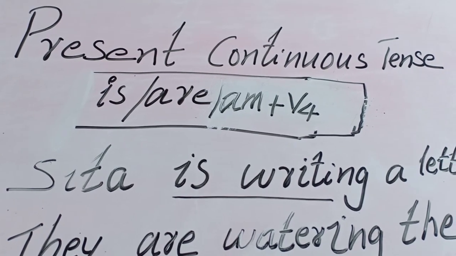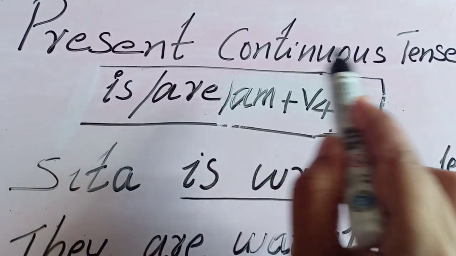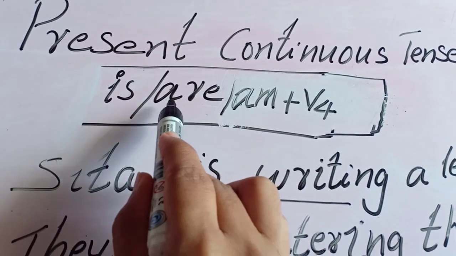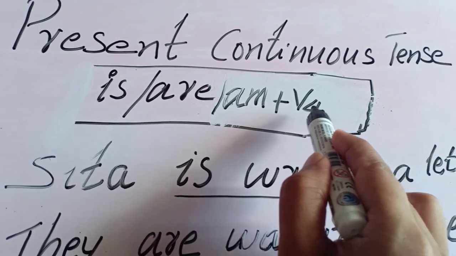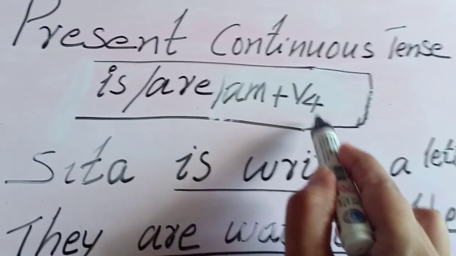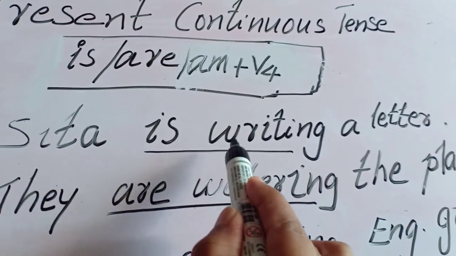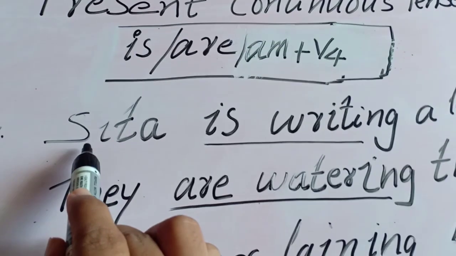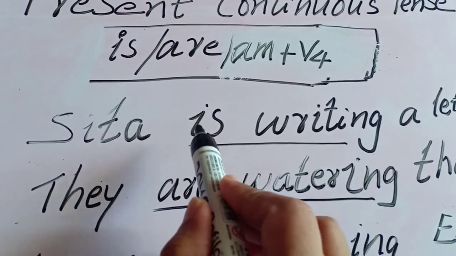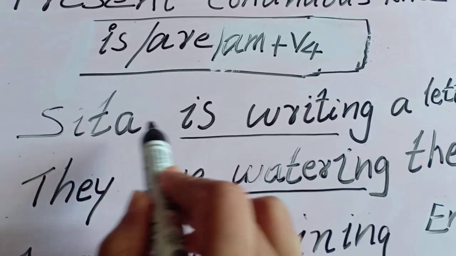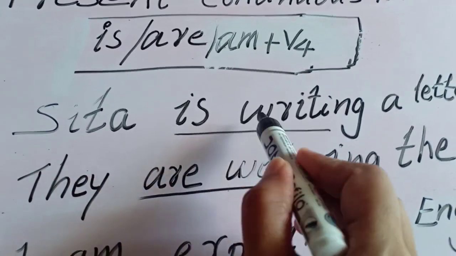So the present continuous tense we are discussing in active voice. In present continuous tense the format is is, are or am plus V4. Before, we already discussed, V4 means the ing form. So here are the examples. Sita is writing a letter. See here, Sita is singular. So since Sita is singular, we are using is. With the singular, we should use is plus ing form. So, Sita is writing a letter.